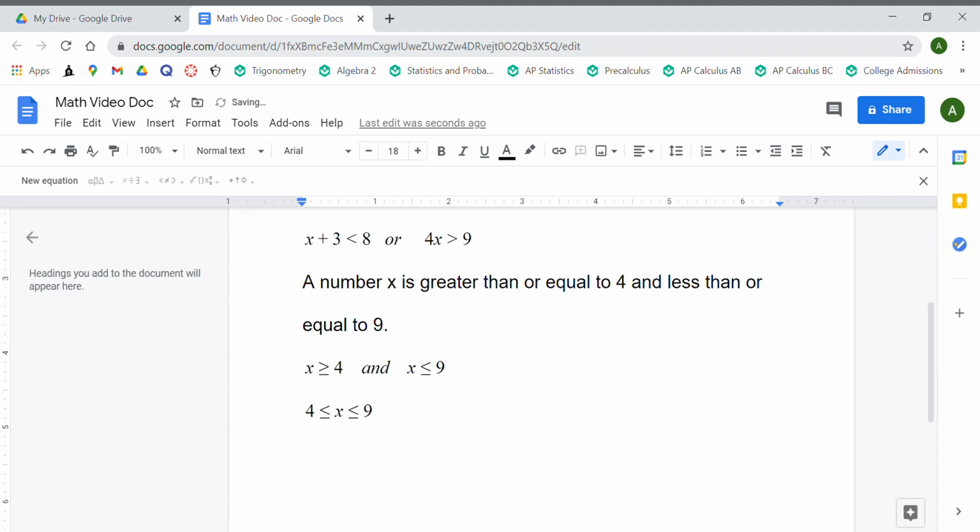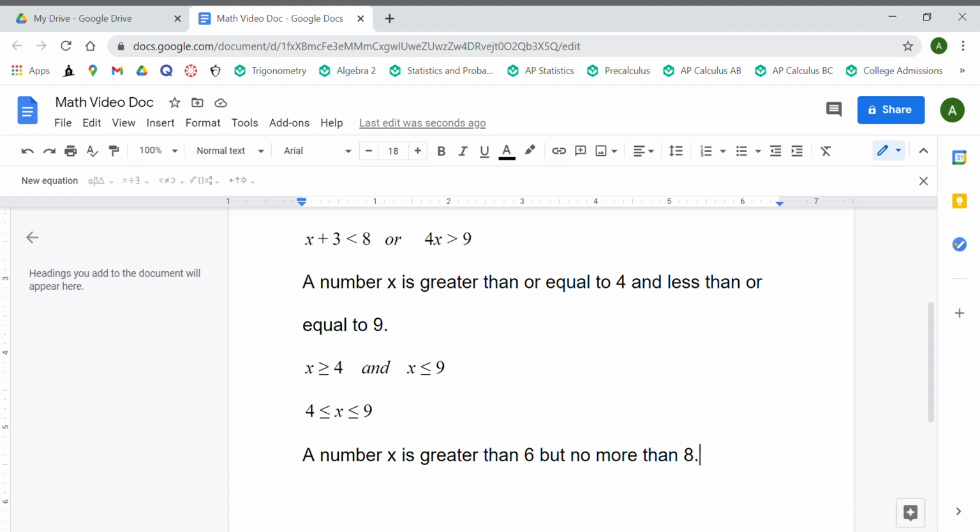Why don't you give it a try? How about a number x is greater than 6, but no more than 8. Why don't you try to write this as a compound inequality, and then try to graph it. Alright? So pause the video and try to work this out on your own.